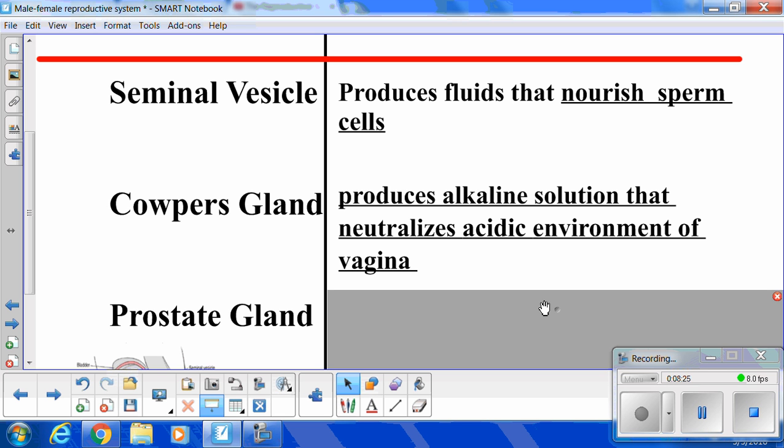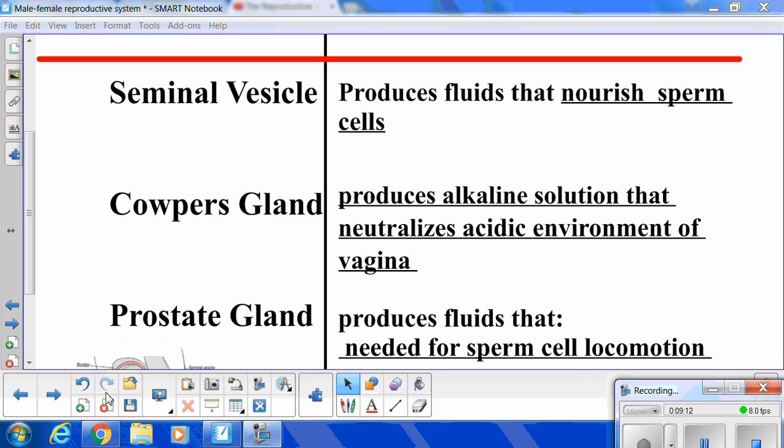Okay, and the last gland that's important is called the prostate gland. The prostate gland produces fluids that are needed to provide the watery environment for the sperm cells to swim. In external fertilization and internal fertilization, we said sperm cells have to be able to reach the egg cell. And so for males, as sperm cells move through the vas deferens and into the urethra, they get secretions from the prostate gland that provide the watery environment needed for the sperm to swim and reach the egg cell. So let's fill that one in.